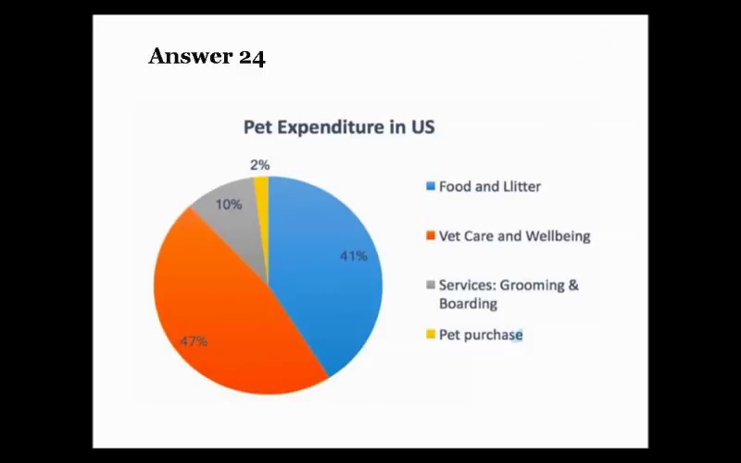The pie chart gives information about the pet expenditure in US. To begin with, we can see that there are categories in comparison, which are food and litter, vet care and well-being, services grooming and boarding, and pet purchase. According to the graph, the largest figure can be found in vet care and well-being, which is 47%. Last but not least, the smallest figure can be found in pet purchase, which is only 2%. In conclusion, this is a useful chart about the pet expenditure in US.